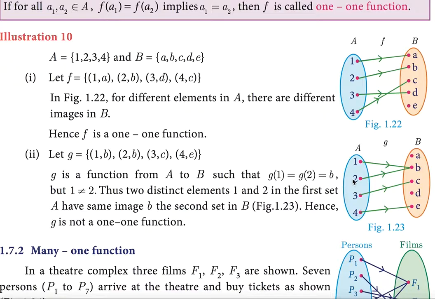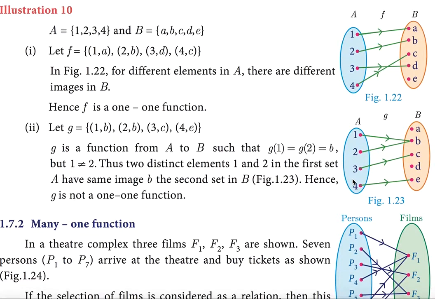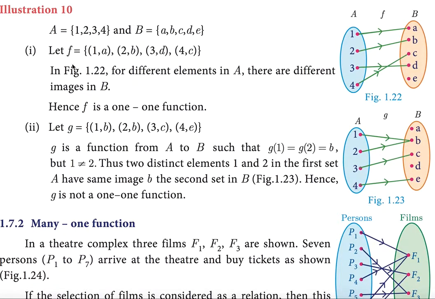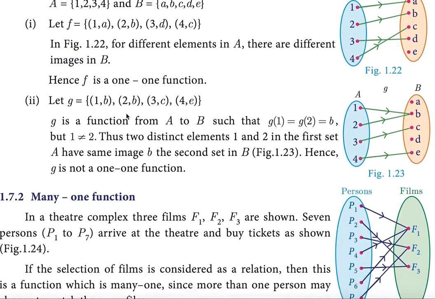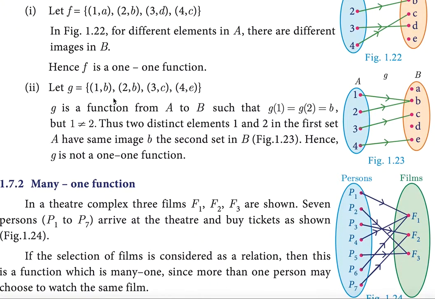One corresponding input corresponds to one particular output. Okay, one particular input corresponds to one particular output, that is 1 to 1. See this function: 1a, 2b, 3d, 4c, this is 1 to 1. Okay, 1b, 2b, see two inputs correspond to the same output, so this is not a 1 to 1.